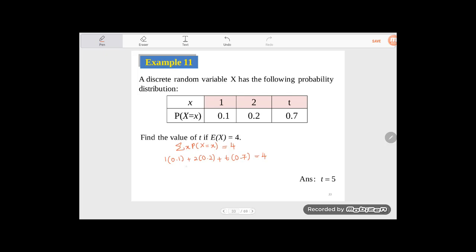And then 0.1 plus 0.4, so we will get 0.5. So 0.5 plus 0.7t is equal to 4. So 0.7t is equal to 4 minus 0.5, which is 3.5. Then we are going to divide: 3.5 divided by 0.7, then we will get t is equal to 5. So that's the answer.